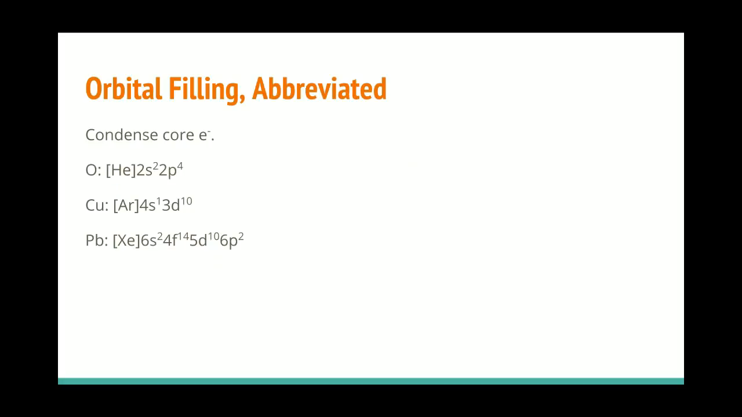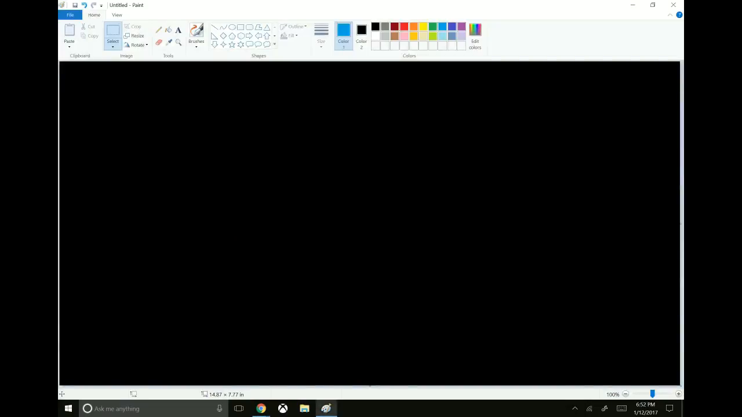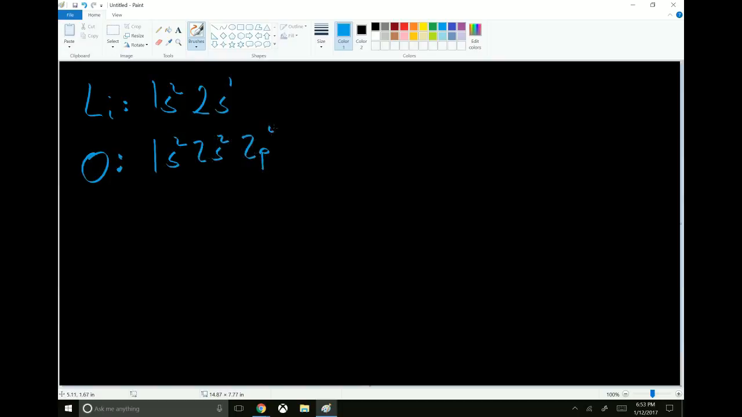One of the uses of this distinction is that it allows us to only focus on the electrons that matter and ignore the rest. So, when you look at lithium, lithium has 3 electrons. Its electron configuration is 1s2, 2s1. And you look at oxygen, its electron configuration is 1s2, 2s2, 2p4.